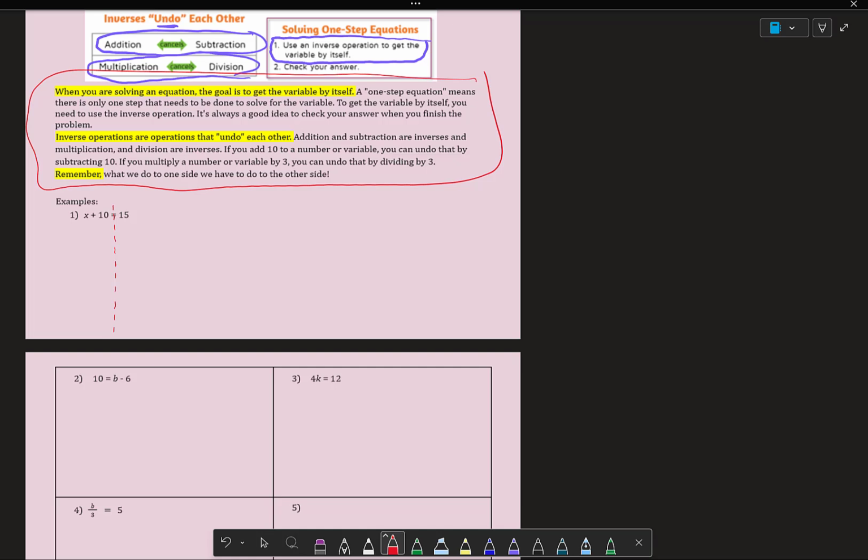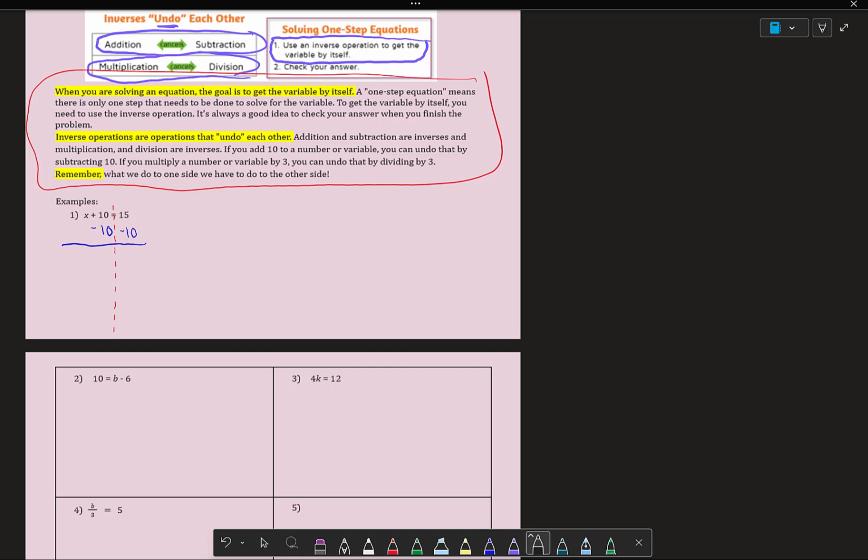So x plus 10 equals 15. To solve for x, we need to do the inverse or opposite operation that's being done to it right now. And right now, a 10 is being added to that x. So to undo that operation, we're going to subtract 10. But we can't just subtract 10 on the left side of that vertical line. We have to do it on the right side as well. Whatever you do to one side of an equation, you have to do to the other.